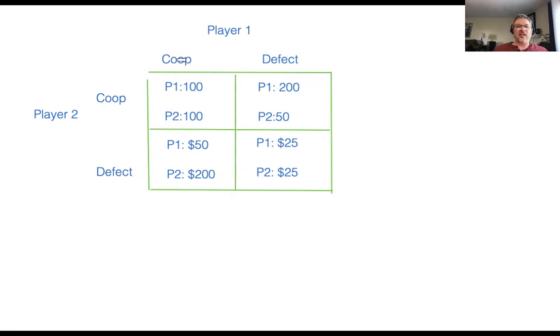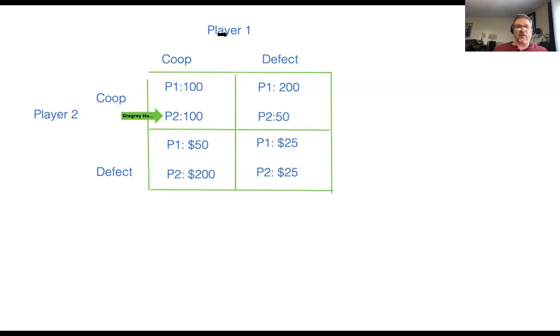So you say, okay, suppose that player one plays cooperation, right? Then player two has his choice between cooperate and defect. And what gives them higher profit? Well, defect gives them higher profit, right?